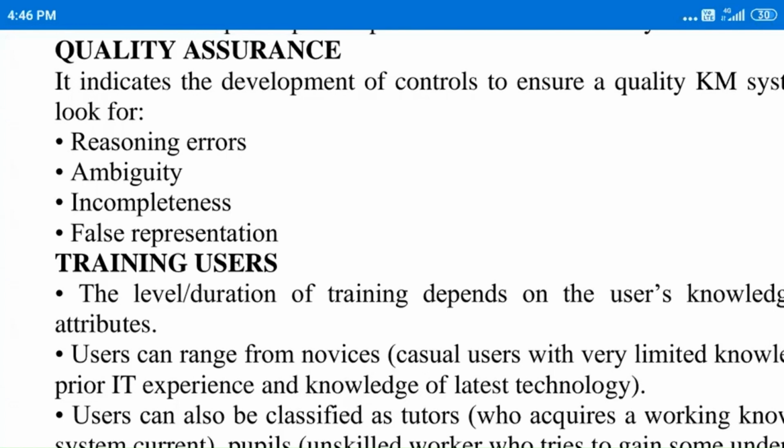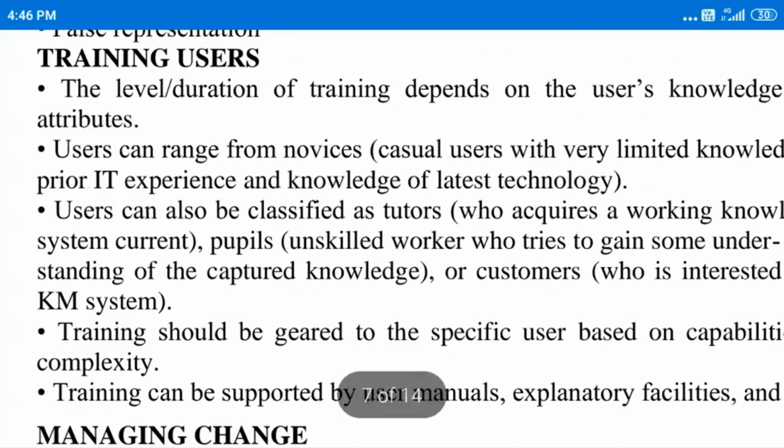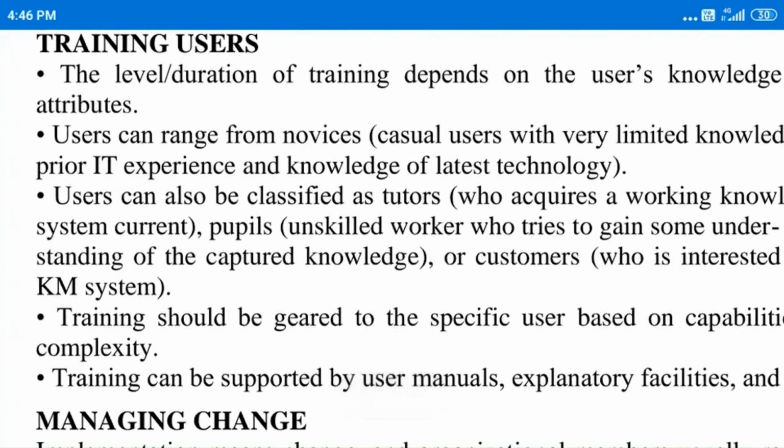Okay, and other errors like reasoning errors, typing mistakes, ambiguity, not giving correct results, incompleteness, for example some link is not complete, and false representation, etc. All these quality issues are taken care of. Next is training users. The company should provide the training, whose duration and level depend upon the user's knowledge level.